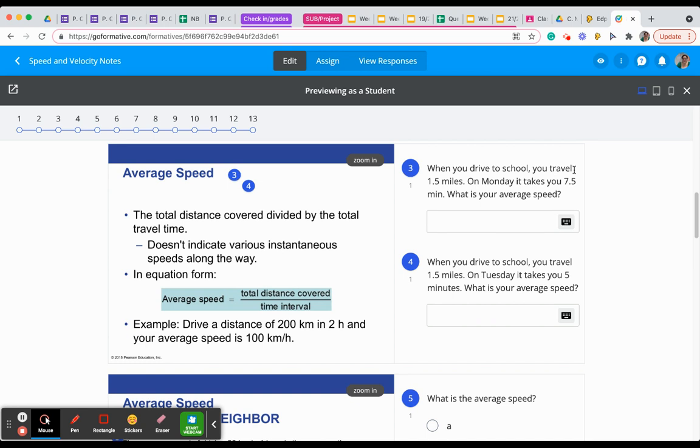So remember, when you drive to school, you don't just go the same speed the whole time, right? You're stopping at stop signs, you're turning corners, you have to slow down because someone is in front of you, or you speed up because there's no one in front of you.